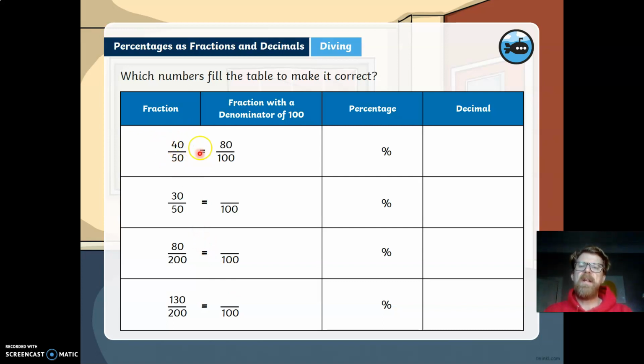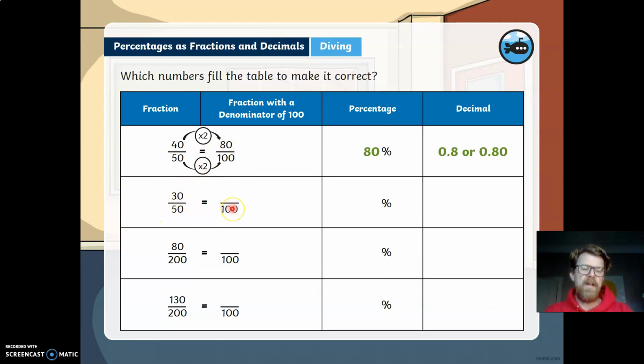So 40 over 50, 40 50ths is the same as, is equivalent to 80 100ths, which is equivalent to 80%. And that decimal, of course, is 0.8 or 0.80. I prefer 0.8. We don't really need to put the 0 on. So what we were doing was converting our fraction so that the denominator becomes 100. So we had to multiply by 2.